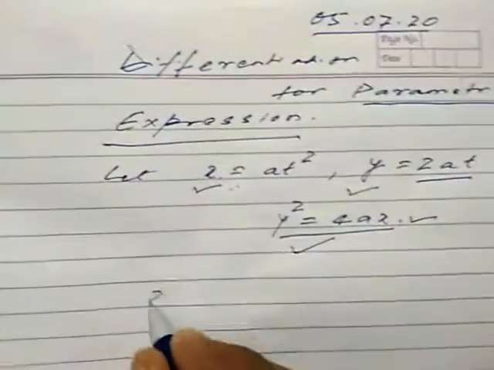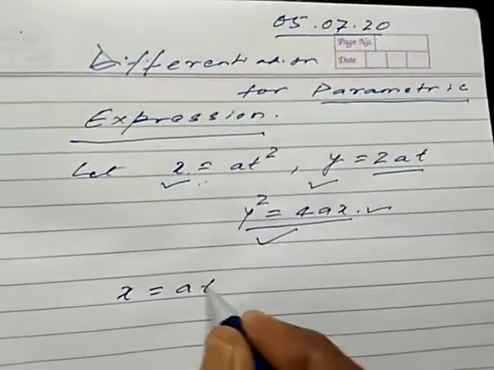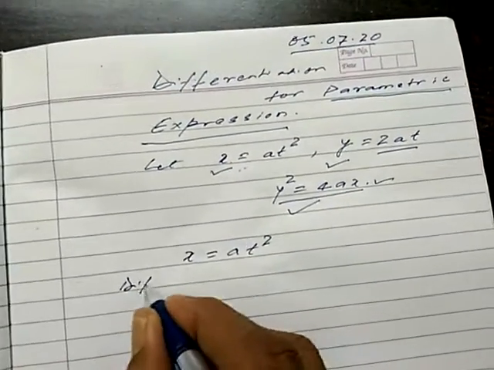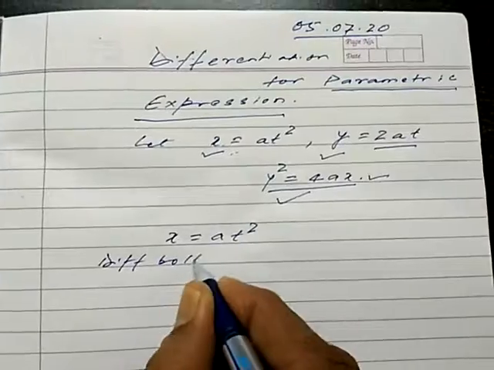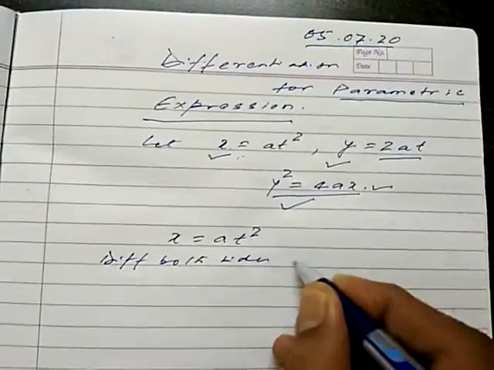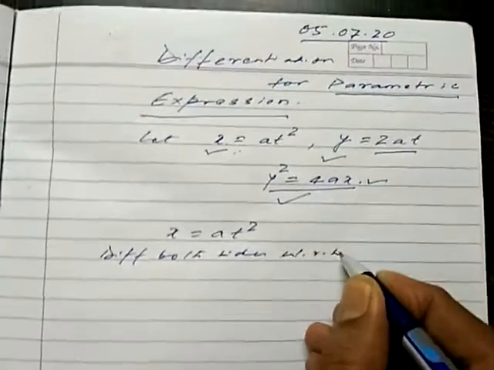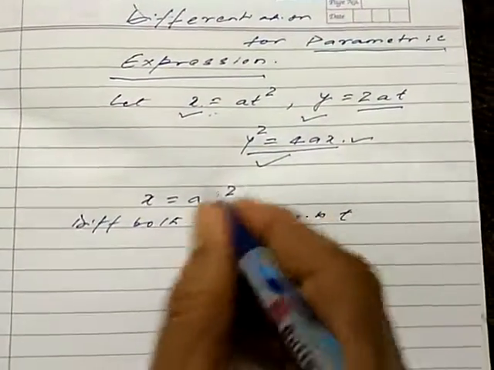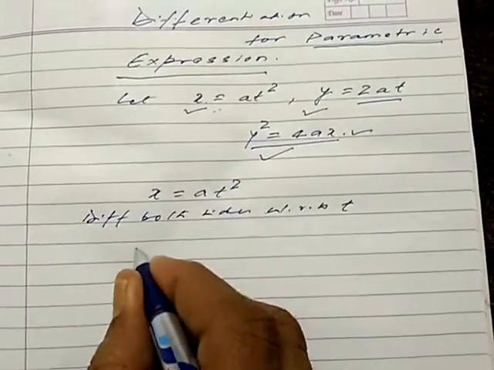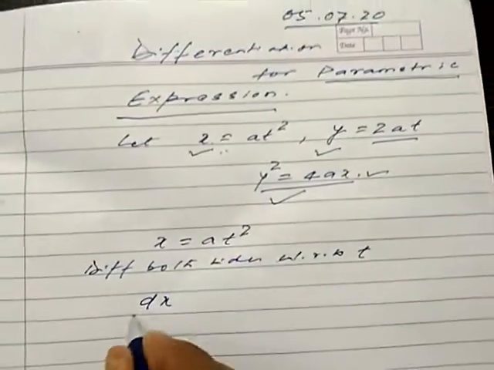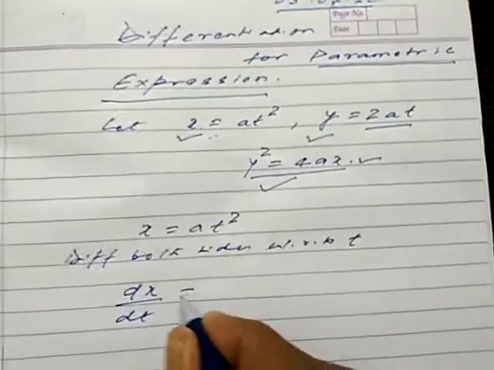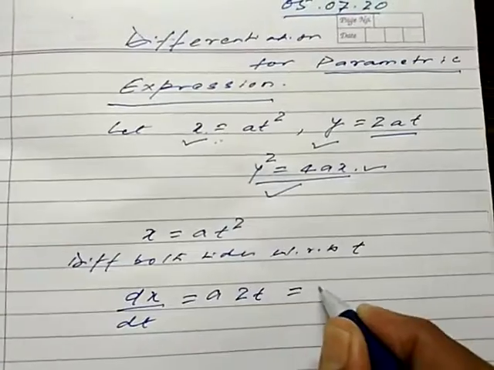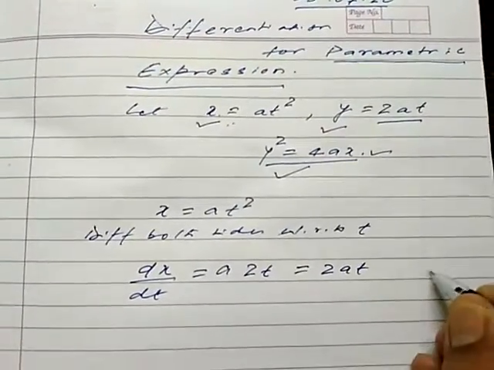So, what will we do first? x is equal to at square. First of all, we will take the x function and we will differentiate, differentiating both sides with respect to t. That means whatever the variable on the right hand side, with respect to that we have to differentiate. This will give you dx by dt, that is a is the constant and this is 2t. So that will be 2at. This is 1.